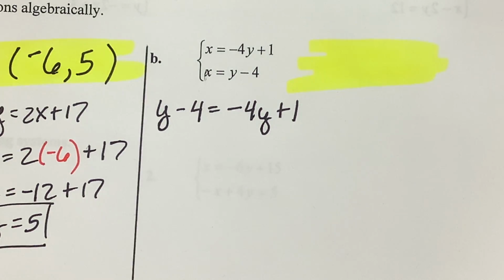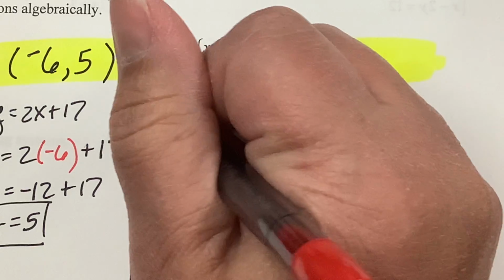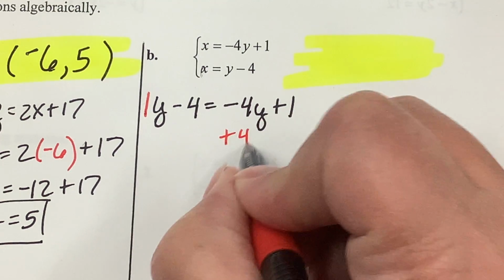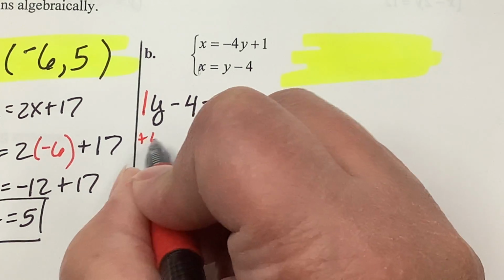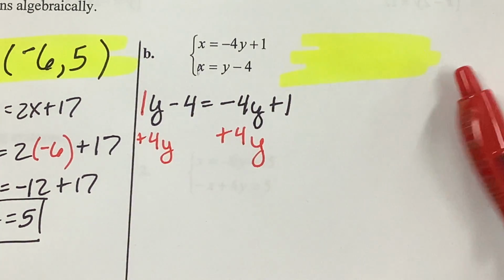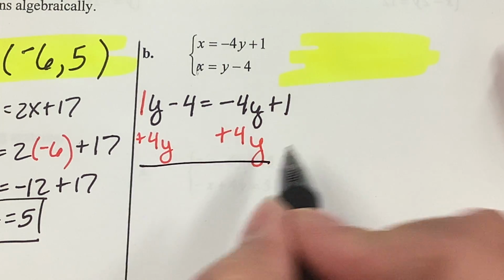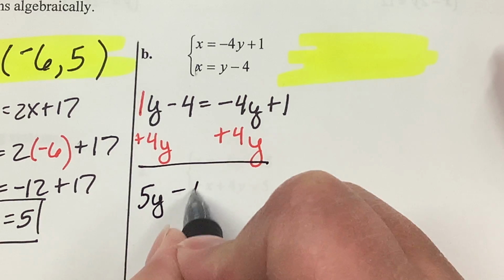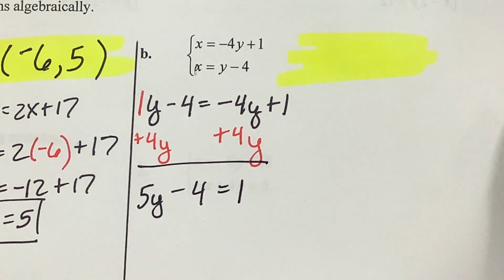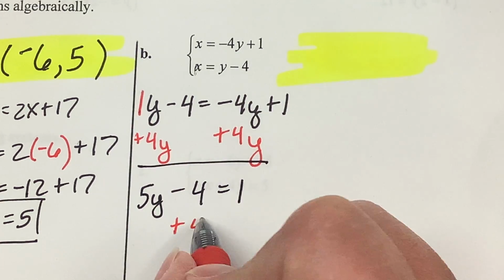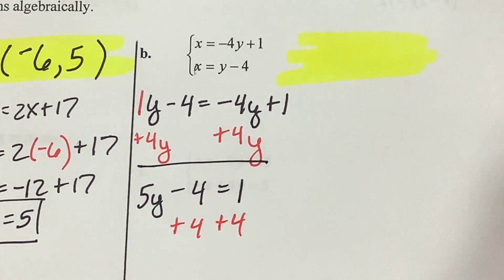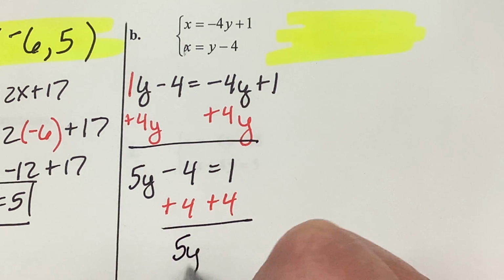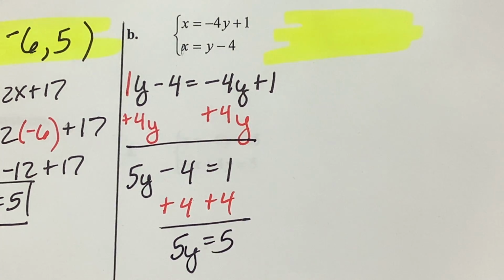So now I want to get all the y's on one side. There's a 1 in front of that y. That's how I knew it was bigger. Plus 4y, plus 4y, being careful that I write y, even though I'm used to using x's. And I get 5y minus 4 equals 1. I'm going to add 4 to both sides. And 5y equals 5, because that's 0. Divide by 5.